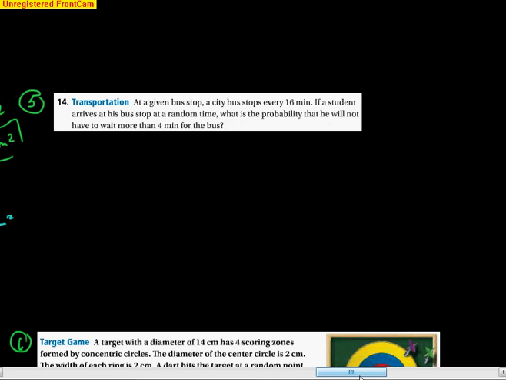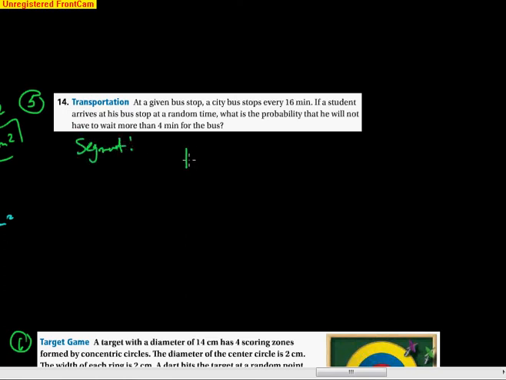Here we go, transportation. At a given bus stop, a city bus stops every 16 minutes. If a student arrives at his bus stop at a random time, what is the probability that he will not have to wait more than 4 minutes for the bus? Okay, let's use a number line, right? Or use a segment, right? This is a segment problem.